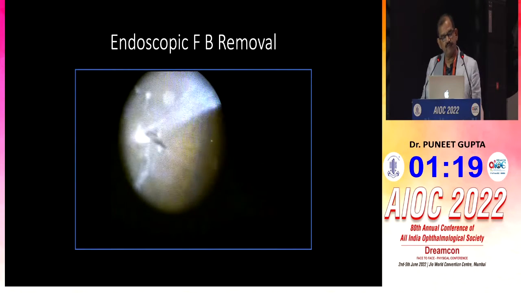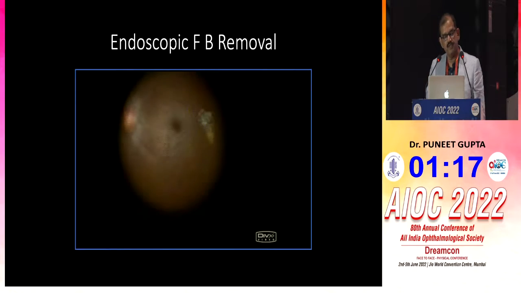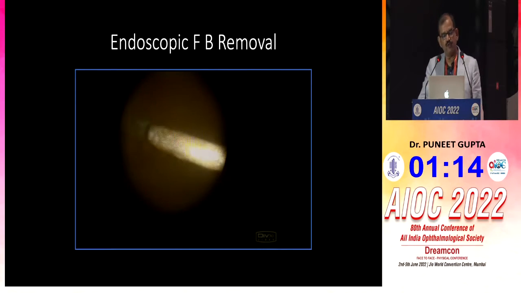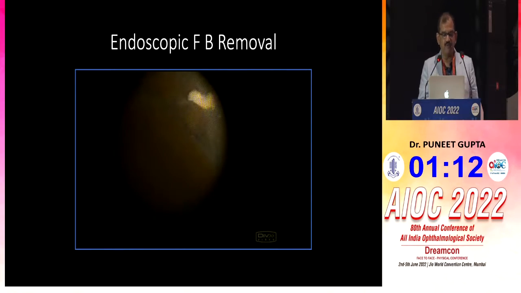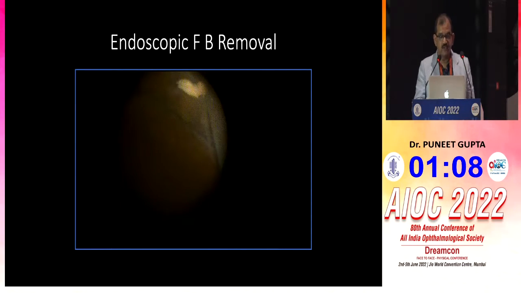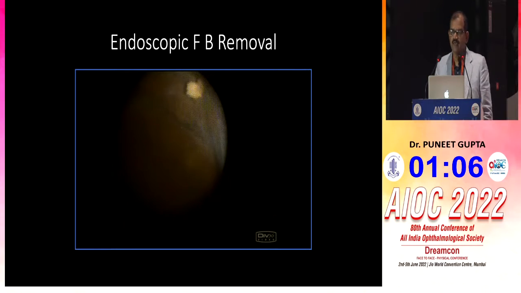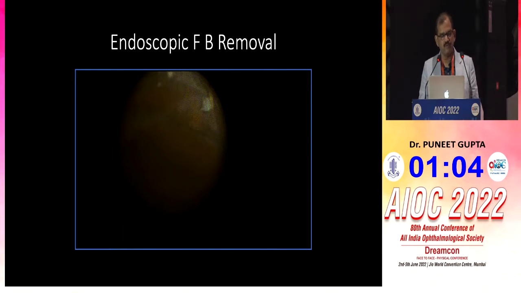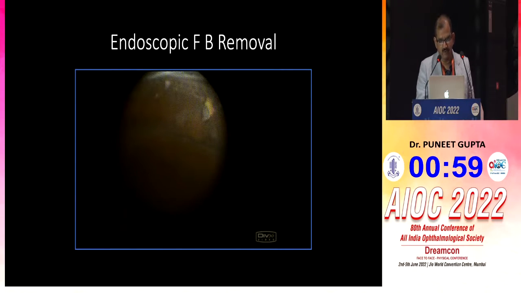Now with the help of a blade, the sclerotomy is enlarged. In this process, the foreign body falls again on the posterior pole. Now with the help of this intraocular magnet, the foreign body is removed. So this procedure was not possible in the earlier surgery with the conventional microscope, but with the help of the endoscope, we could remove the foreign body from the eye.